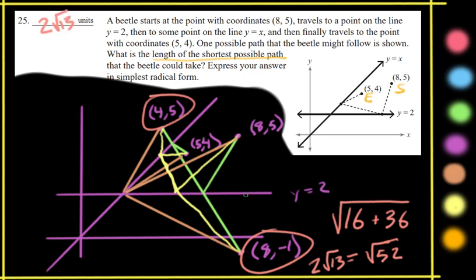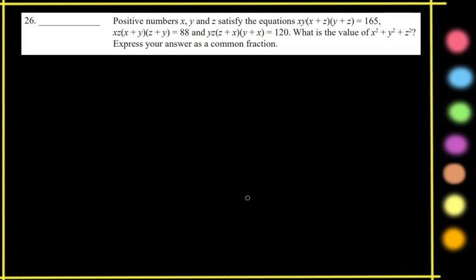Alright, hope you guys enjoyed that one. Let's move on to problem 6. So this one says, oh, this one was really tricky. This one says you have positive numbers x, y, and z that satisfy these 3 equations, and it wants to know the value of x squared plus y squared plus z squared. This one really is very tricky.